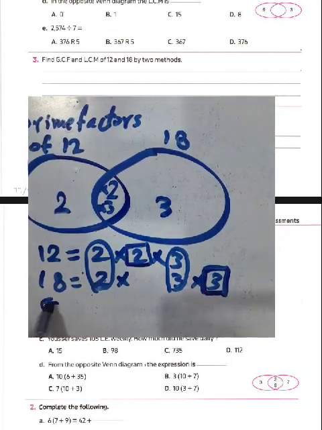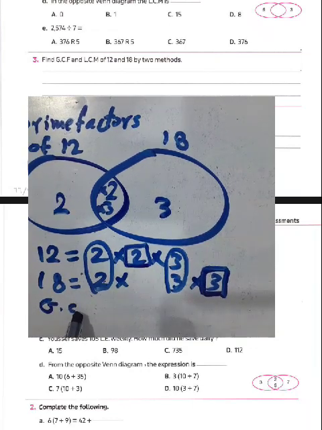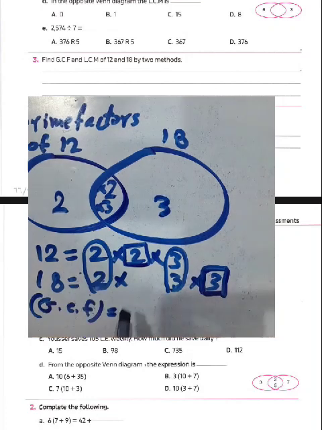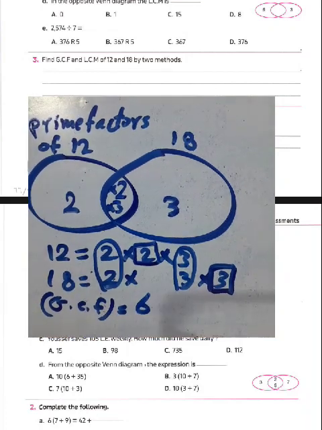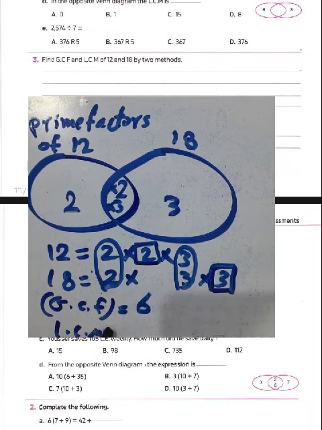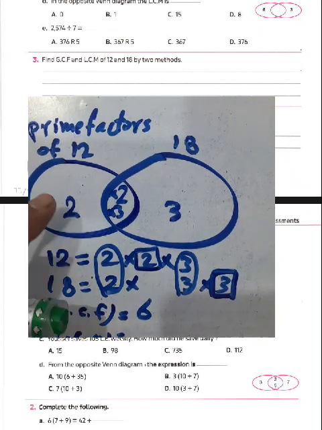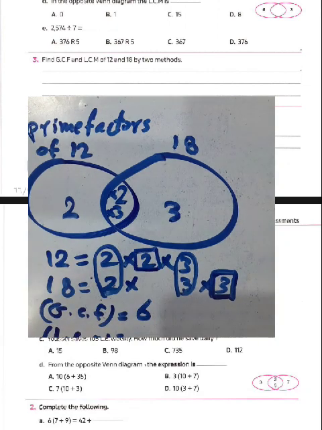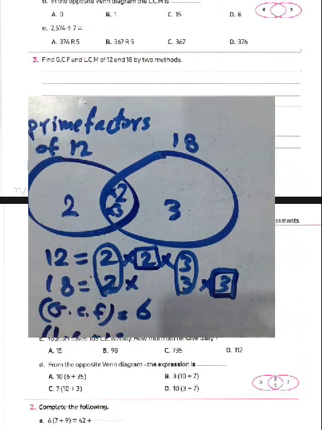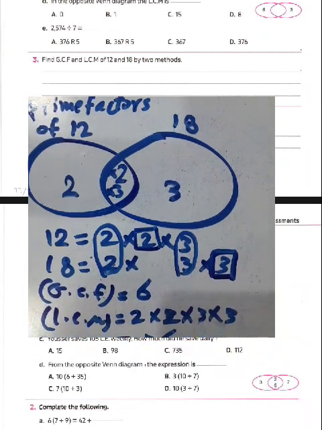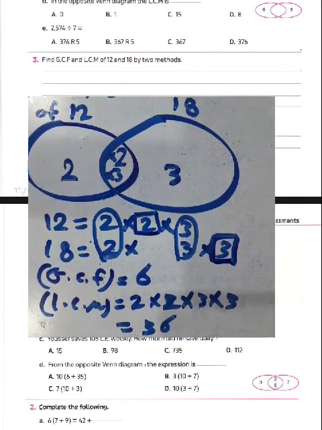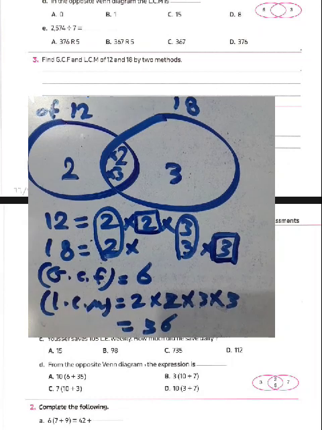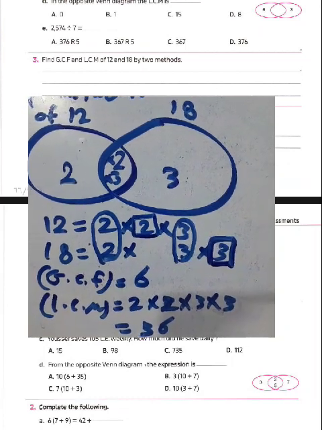And then you can find the greatest common factor here. It will be 2 times 3 equals 6. And you can write the least common multiple of them: 2 times 2 times 3 times 3. It will be 36: 2 times 2 equals 4, and 4 times 9 equals 36. So the least common multiple of 12 and 18 is 36. Understood? This was question number 3.